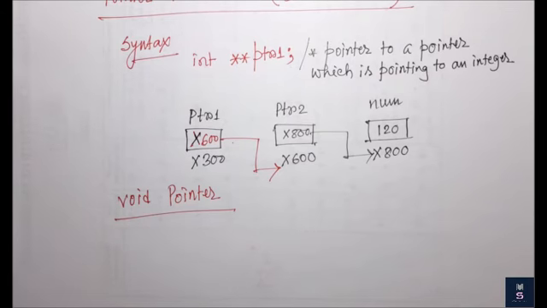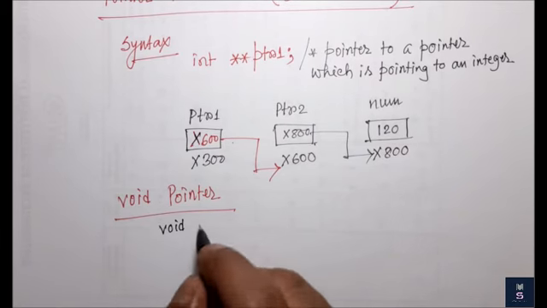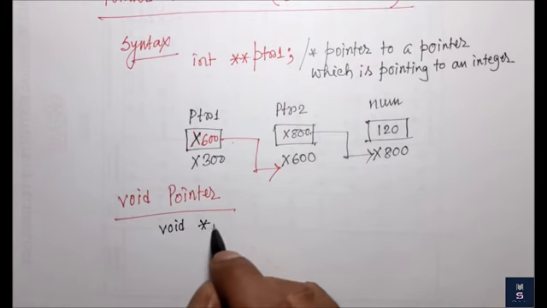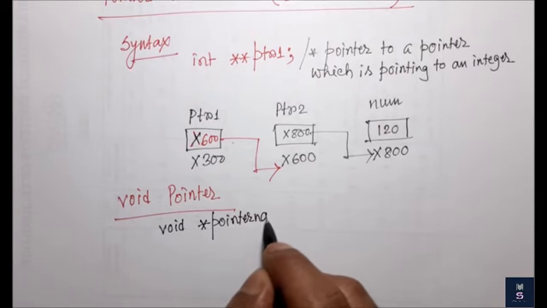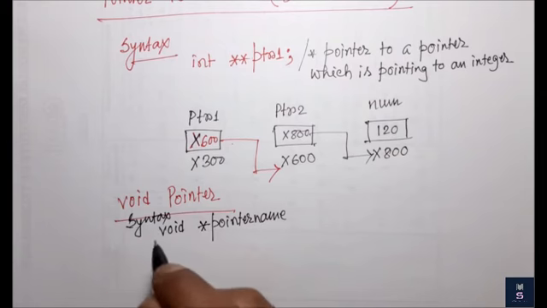So what is the syntax of this void pointer? First we have to write void. So the return type is void. Void is a valid data type. So then I have to put the star, then the pointer name. We just simply write void, then star, then the pointer name. So that is the syntax. So let me write a simple example. Let's take it.